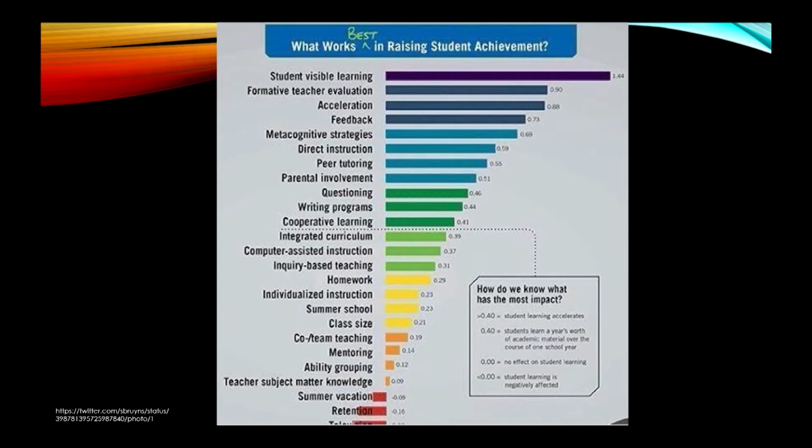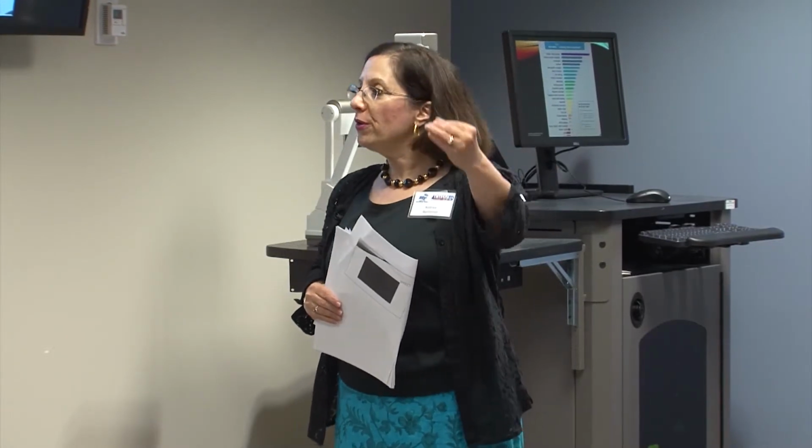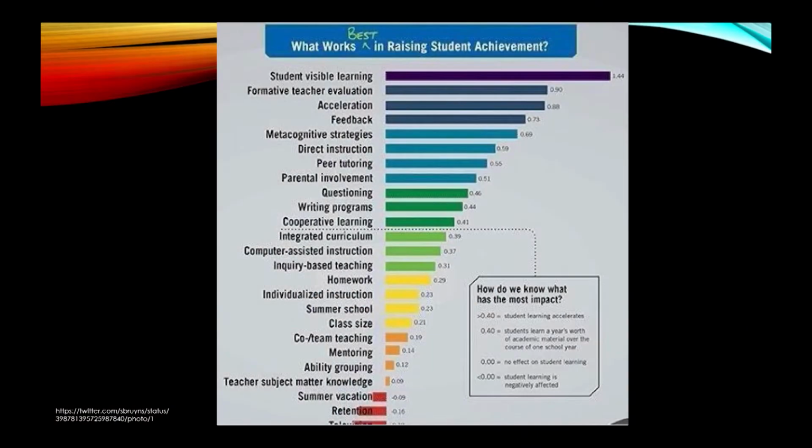And according to this one, feedback is way up at the top, and yet it's number 10. So it just depends on which chart you look at. The list that I have here has the top 10, and this just has some of them. You can see that student visible learning, which is what we're here talking about today, is at a 1.44. So when a student knows what they're going to learn, knows why they're learning it, knows if they're learning it, and knows what it means to have learned it, the impact is tremendous. Absolutely tremendous. And feedback is up there too.